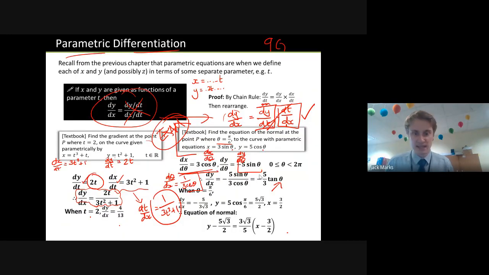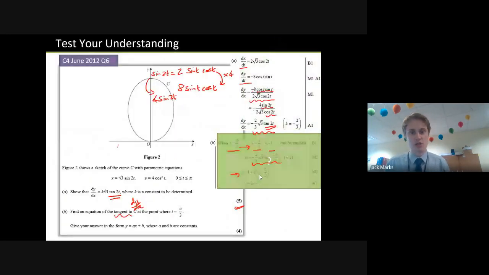So a short section there in the slides, because really it's an extension of the chain rule, parametric differentiation. And you should be able to do 9G now. Well, you should be able to have a good go at 9G. Over to you.